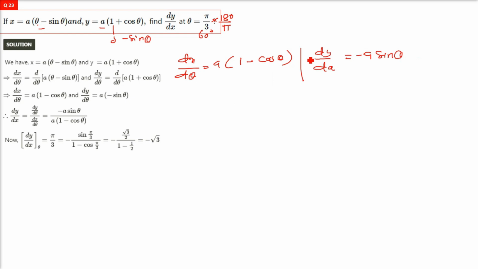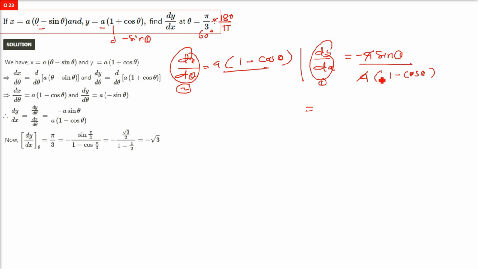Dy by d theta by dx by d theta you have to do. 1 divided by 2. So you can just take this a(1 minus cos theta) in the denominator. So this is how I save your time and my time also. I don't do all the steps, I just explain things. So a gets cancelled. You can just open this sin theta as 2 sin theta by 2 cos theta by 2.